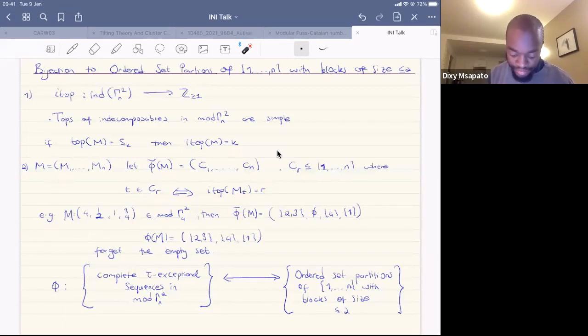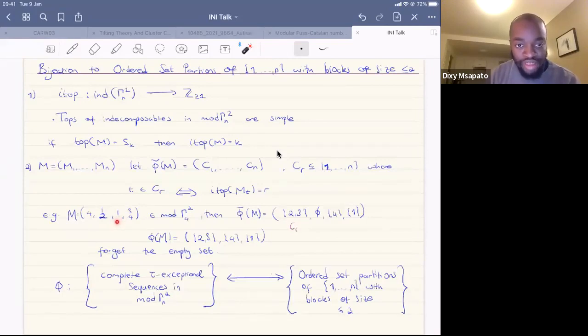Then phi tilde of M of 4, 1, 2, 1, 3, 4 is given by the subsets {2,3}, the empty set, {4}, {1}. So we get {2,3} because t is going to be in C_1, so this is C_1 here, if and only if the top of the module in position t is equal to 1. And likewise, the top of the module in position 3 is 1. So we get t = 3 here. This is empty because there's no module in M which has top 2. And you can see the rest.